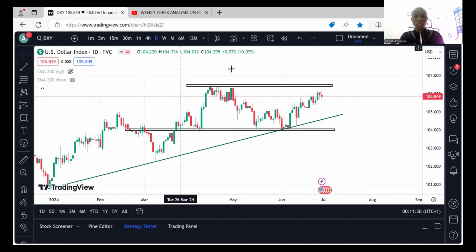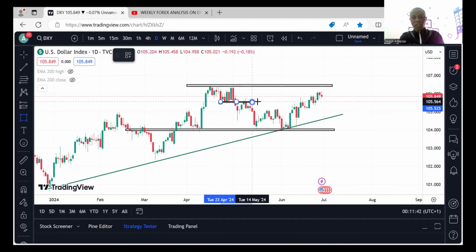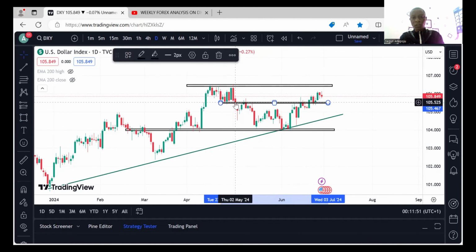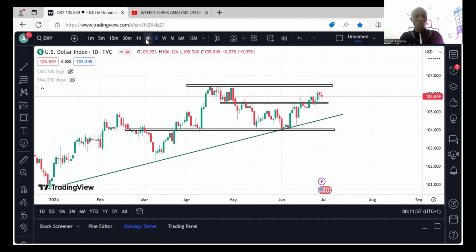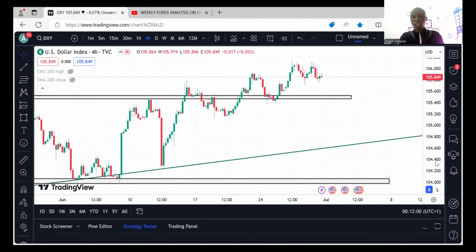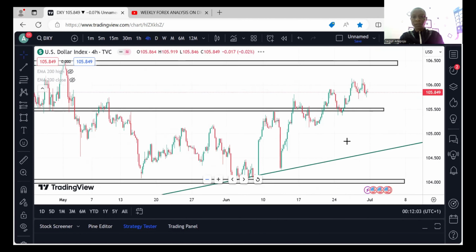Let's go to 4 hours. This is daily. At the daily level, do we have any key levels here? We have some key levels here. This is a resistance, this is a support level, resistance here, then resistance here, then support here. So let's go to 4 hours and check what we have.